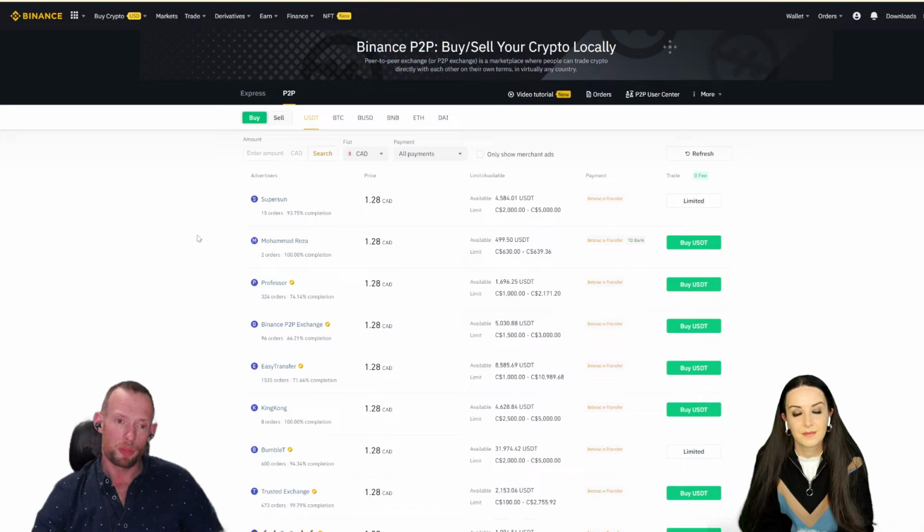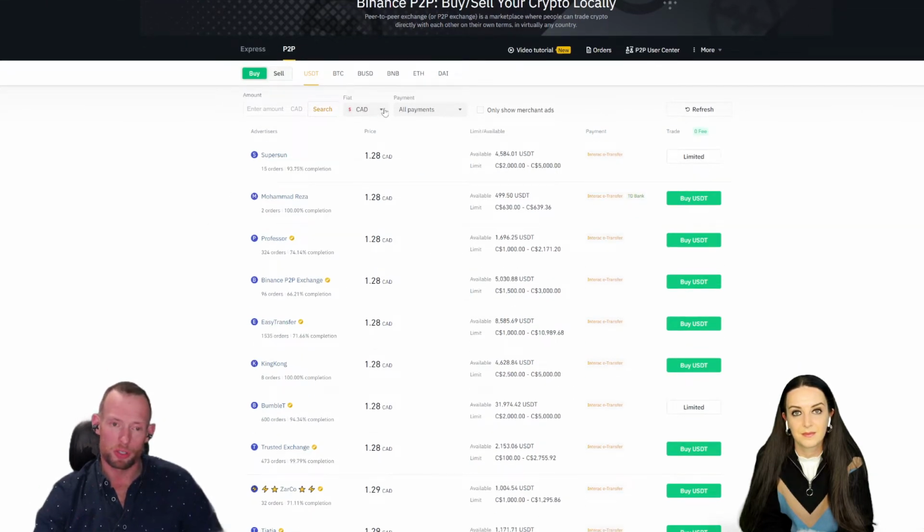So once you open the peer-to-peer trading window, you're going to want to select the fiat that you will be using. So again, fiat is going to be the denomination of the government issued money for your country or that your bank uses. In my case, it's Canadian. And then I have 6 separate options here.